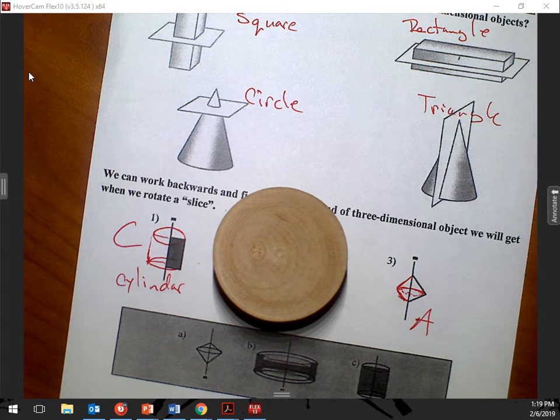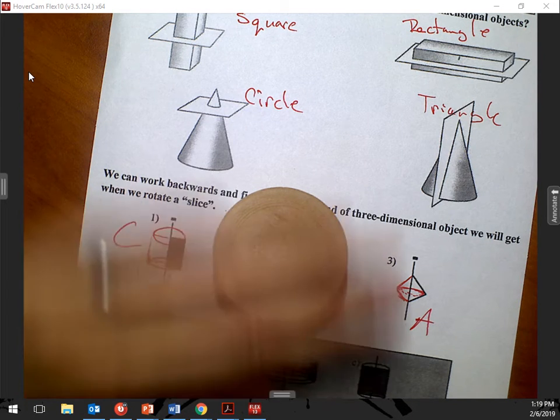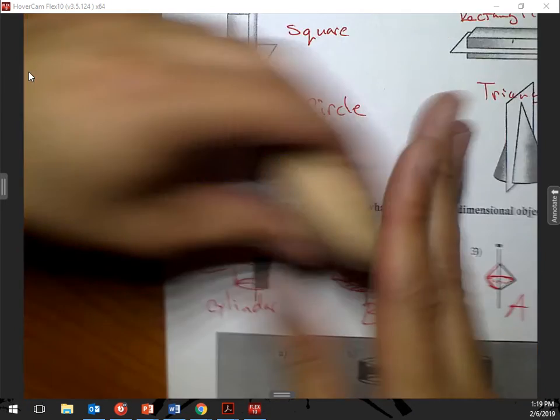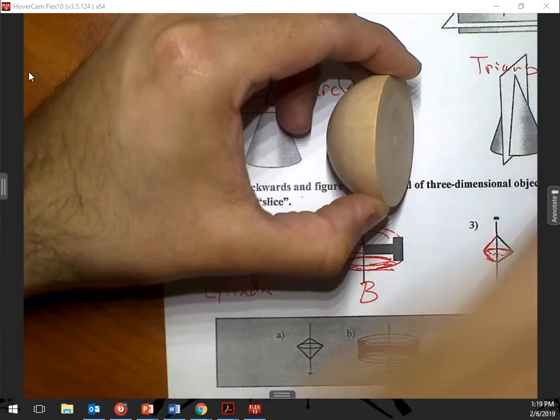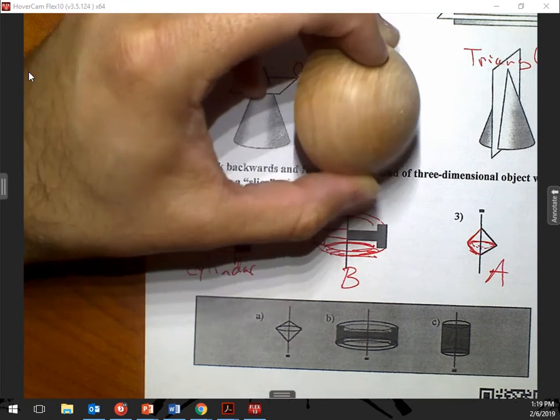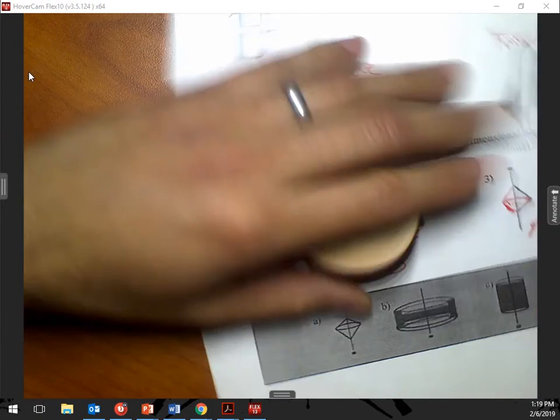All right, let's see what else we got. Yep. So look, watch. Okay, you ready? Watch. Now it's at a diagonal. It still goes through it, doesn't it? So either way I go through it, it's still going to give me a circle.